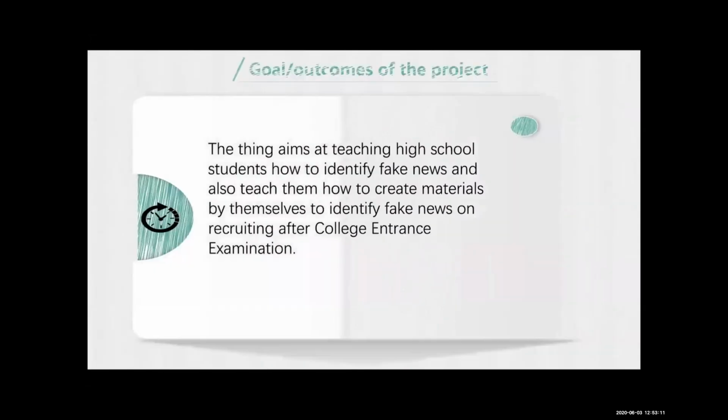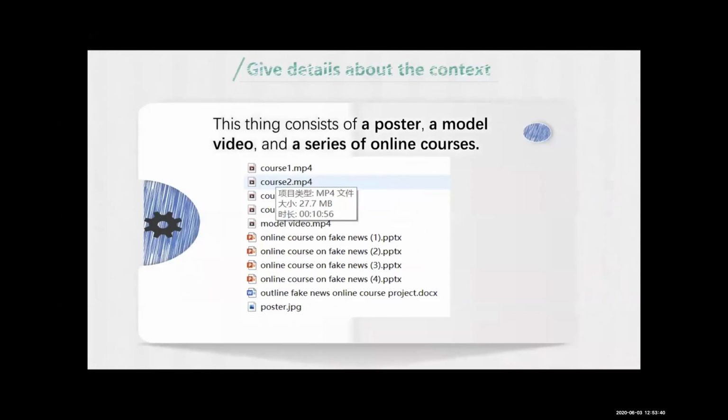Okay, firstly, we will look at the goal of the project. The theme aims at teaching high school students how to identify fake news and also teach them how to create materials by themselves to identify fake news on recreating after college entrance examination. We hope that after taking the courses that we created, the high school students can use the skills to identify fake news by themselves.